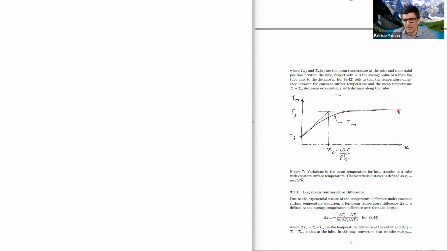Question to you. If we're in this region, at which the temperature of the fluid matches the temperature of the pipe, do we have high or low heat transfer at this part here? Anybody wants to venture a guess? High or low heat transfer? When the mean temperature of the fluid reaches the temperature of the pipe.